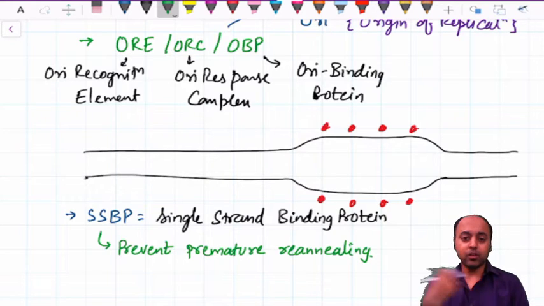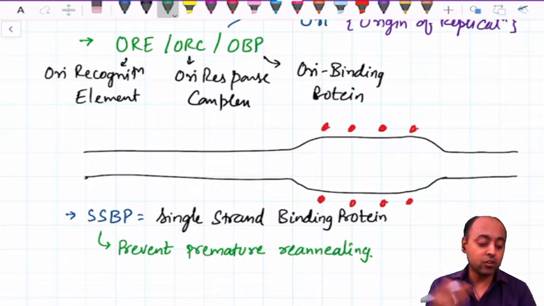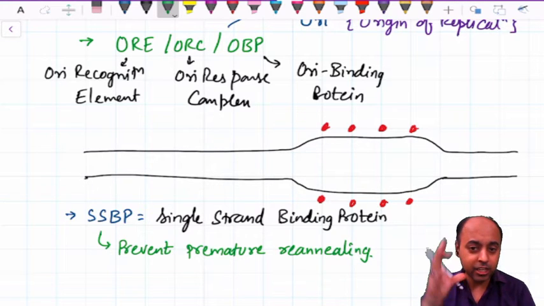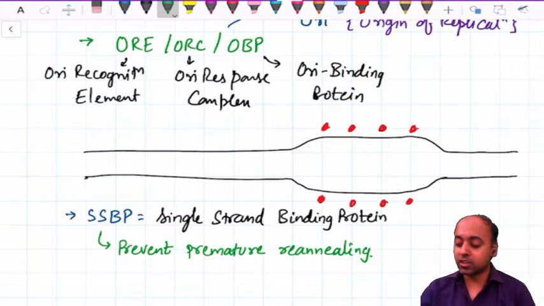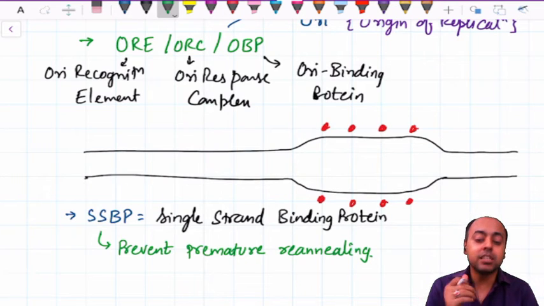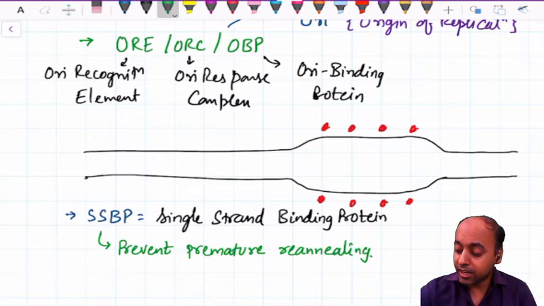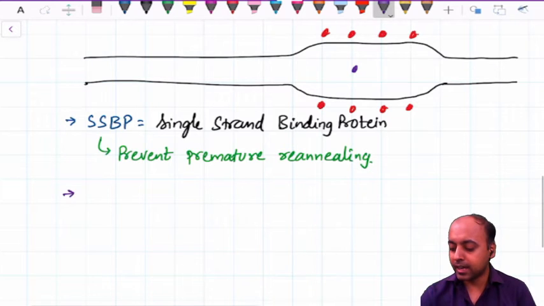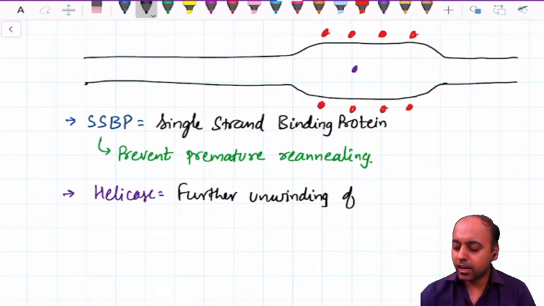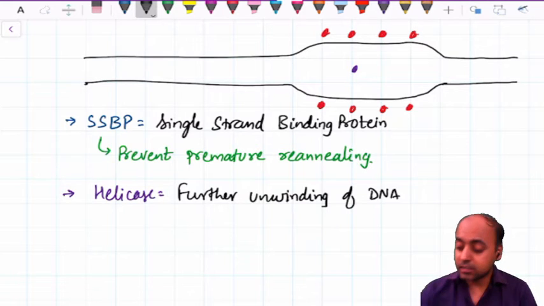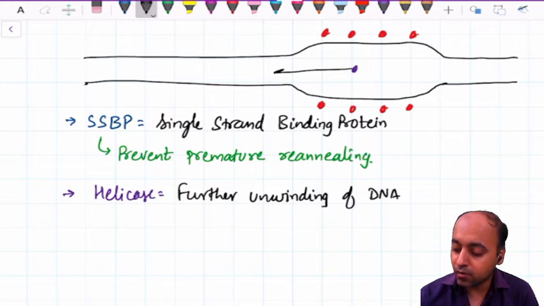So single strand binding protein will attach to the single strands. Obviously, when the double strand DNA is there, it will not attach, and it will prevent them from rejoining with each other, so that the rest of the function can occur. Now once this separation is stabilized, at this point we have the entry of a very important enzyme which we call helicase. Now helicase will cause the further unwinding of the DNA.